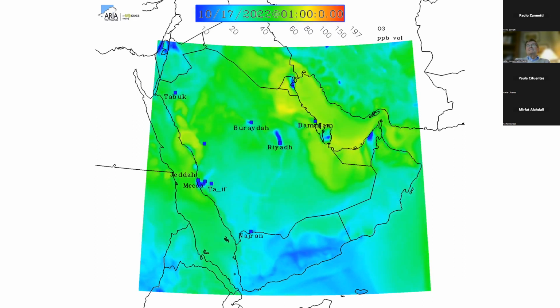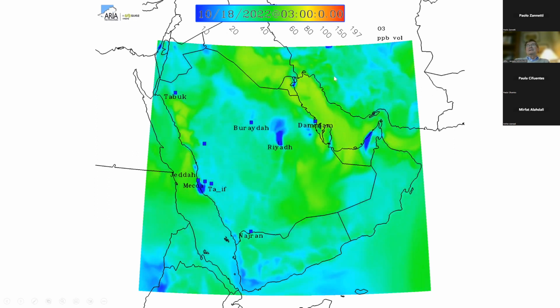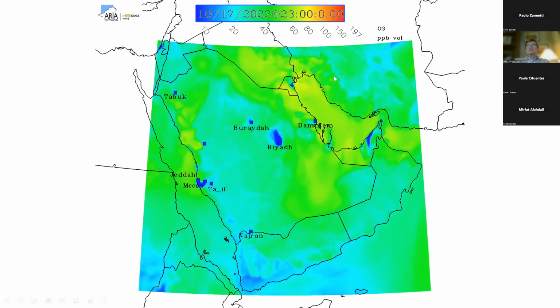This is ozone, and it's quite different from the NO2 because in the places where you have strong emissions of nitrogen oxide, you have the ozone, which is basically killed.